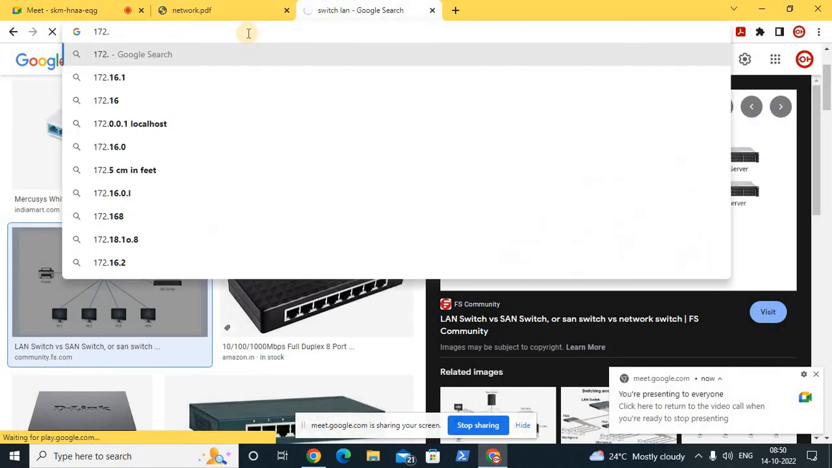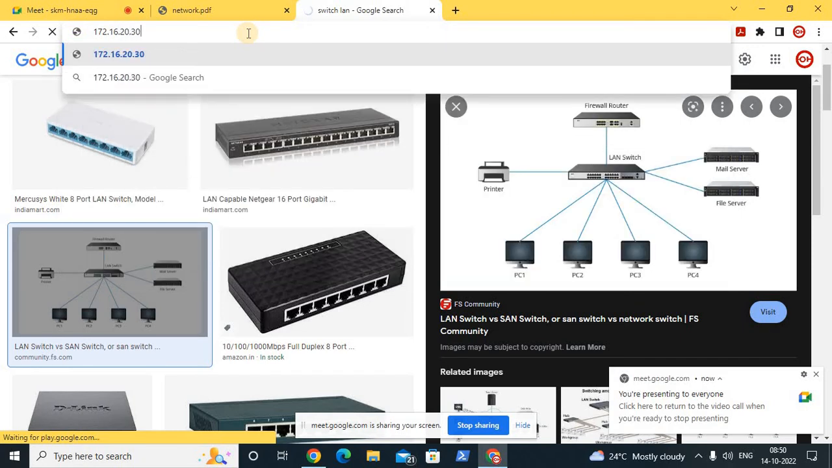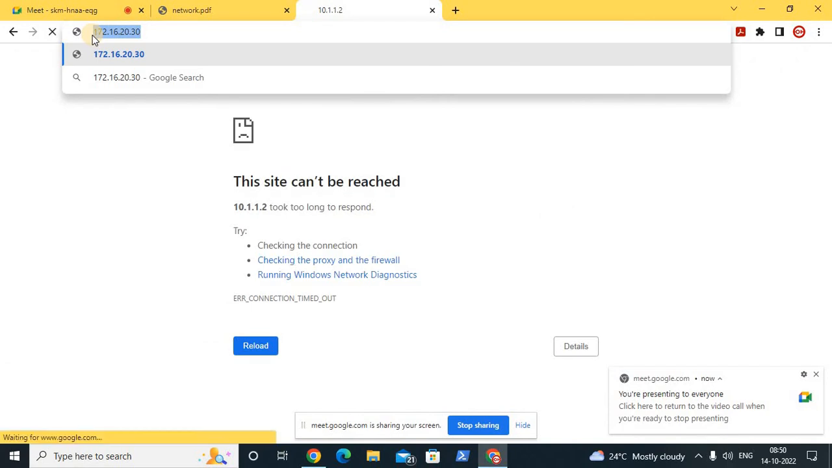172.16.20.30. If this appears in front of you, you should say that this is a class B IP, and whether it is public or private, it is a private IP. When we talk about something like 55, by looking at this you should know that this one is a public IP of class B. Is it understandable?